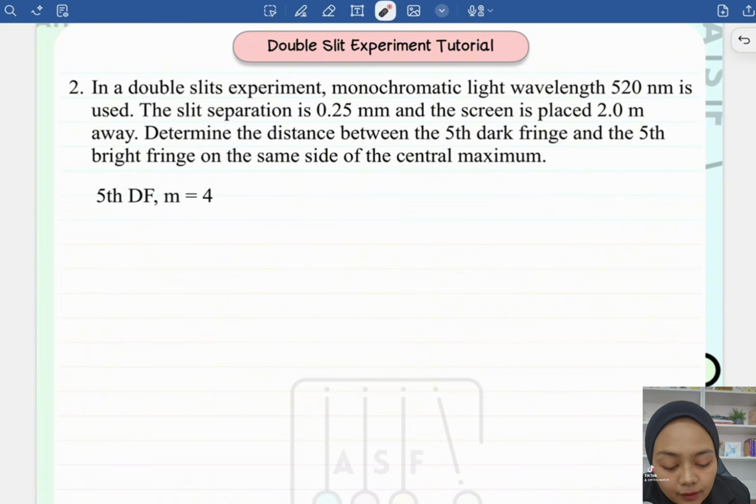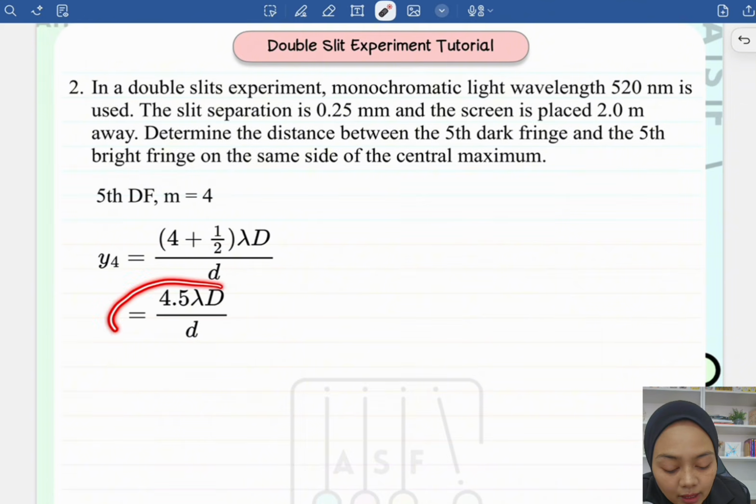Fifth dark fringe, as I said, is fourth order. And then we're going to use for dark fringe the equation y4 equals (4 plus half) times lambda D over d. Notice that I didn't do anything. I just left it in this form, because later on I will subtract. Only then will I put in the values of lambda, D and d, because I know this is the same apparatus, the same setup. So then I subtract.